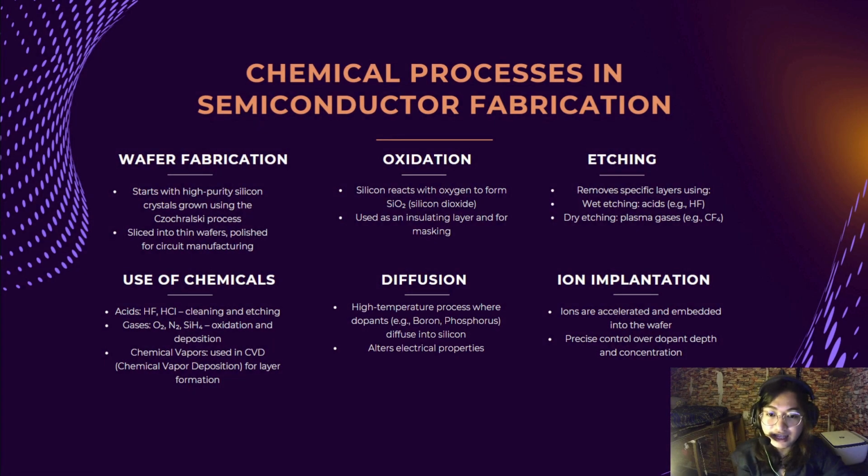Chemical processes in semiconductor fabrication. Semiconductor chips are built through detailed chemical processes like oxidation, which forms insulating silicon dioxide layers, while etching uses acids or plasma to shape components. Diffusion and ion implantation introduce dopants. All of these require precise control and involve reactive gases and strong acids like hydrofluoric acid and hydrochloric acid.